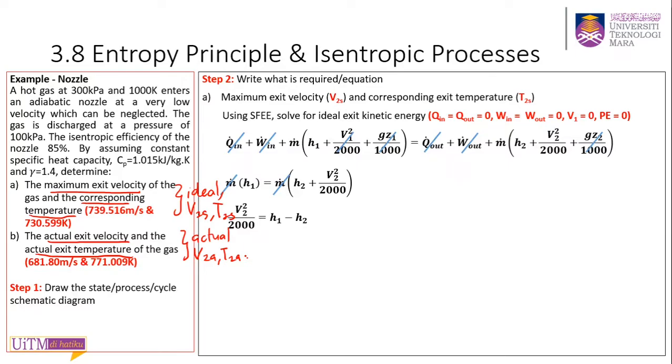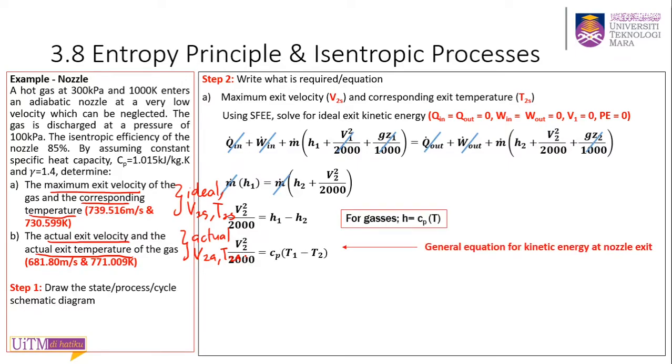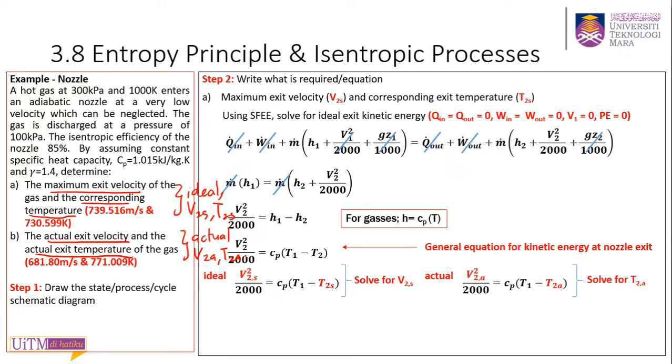Since the substance is a gas, h is replaced with CpT, and this is the general equation for kinetic energy at the nozzle exit. We must rewrite the equation for ideal and actual conditions. So for the ideal equation, we can solve for the ideal velocity at the nozzle exit. For the actual equation, we can solve for the actual temperature at the nozzle exit. To find the actual exit velocity V2A, we will use the isentropic relationship equation for a nozzle.